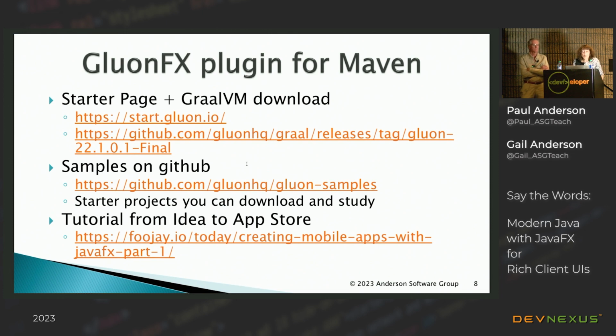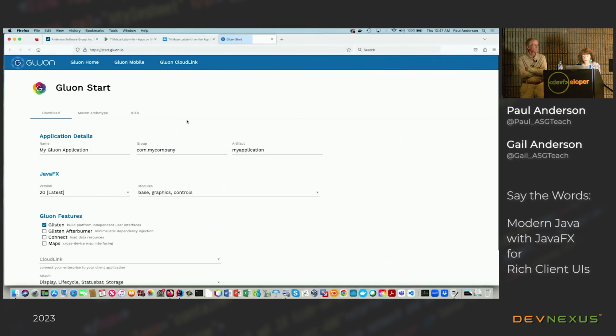Okay, so let's say right now you're thinking, oh, maybe I want to try doing this, using JavaFX to create a mobile app. So I put together this page as a resource page for you. I'm just going to briefly go through some of these links. The first is that Gluon has a starter page that lets you create pretty much an empty project, but it has the stuff that you need. So let's just go there.